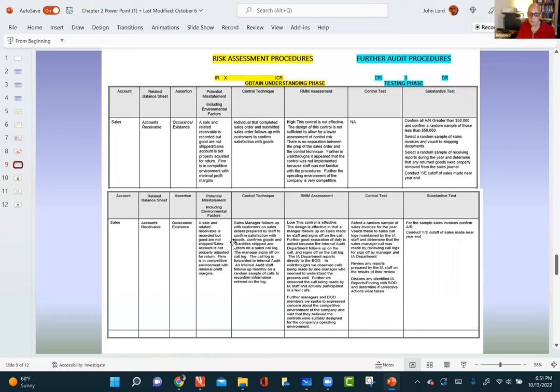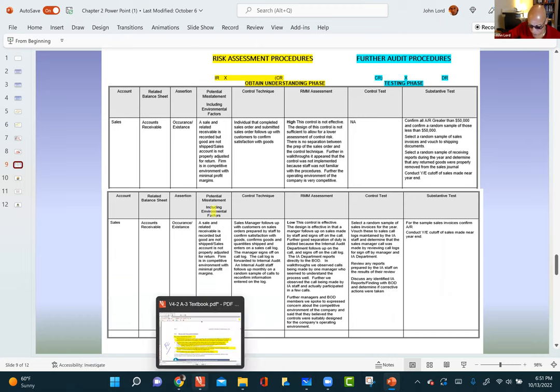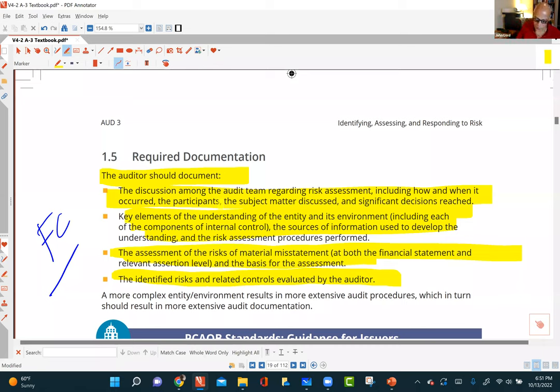But the assessment is being shown right here, isn't it? What you did, what you understood, what were the controls you identified, how you assessed them, how that affected your assessment of control risk. And then the back part of this thing, the blue highlighting up there, is how you responded, right? Okay, so those are the key things that would be documented anyway in a flashcard. I don't know that you would necessarily choose to document them that way, but do flashcard what needs to be documented.